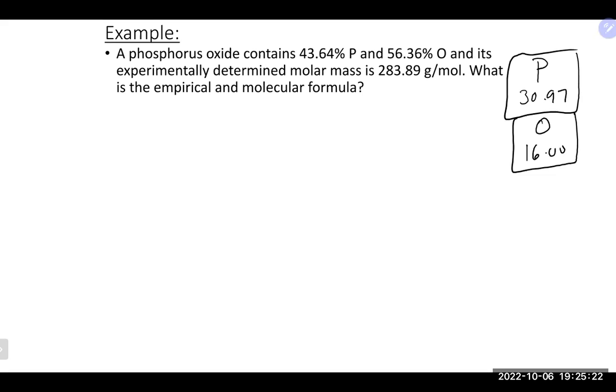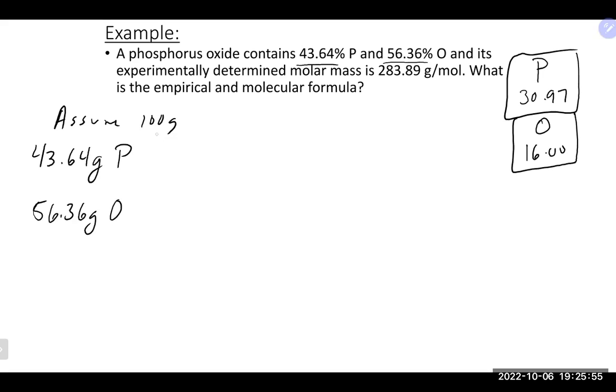Okay, let's take a look, see how we're doing here. So we're looking for both the empirical and molecular formula. We take a quick peek at our percentages. We do have about 100%. So once again, we could assume that we have 100 grams, and we'll just turn those percentages into grams, same number. That makes it easier. So that would give us 43.64 grams of phosphorus and 56.36 grams of oxygen.